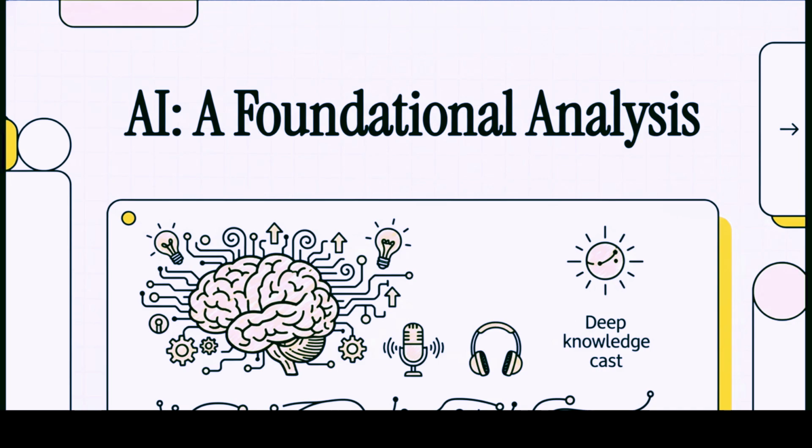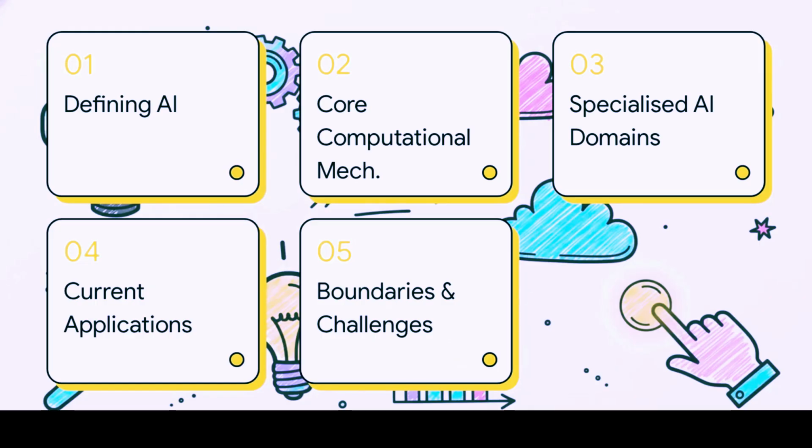In this explainer, we will provide a foundational analysis of artificial intelligence, beginning with first principles. We will proceed through 5 chapters. We will begin with a formal definition of artificial intelligence, then examine its core computational mechanisms, review its specialized domains, survey current applications, and conclude with the operational boundaries and challenges of current systems.